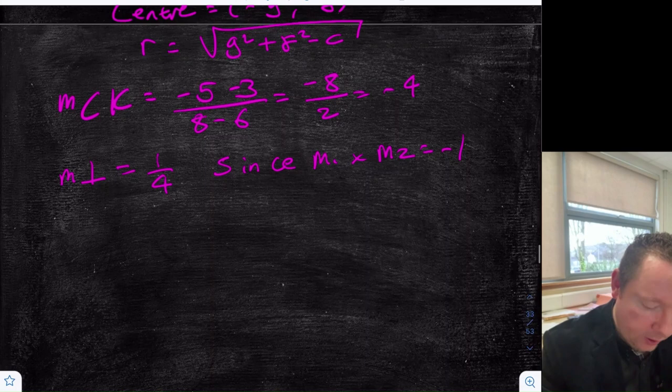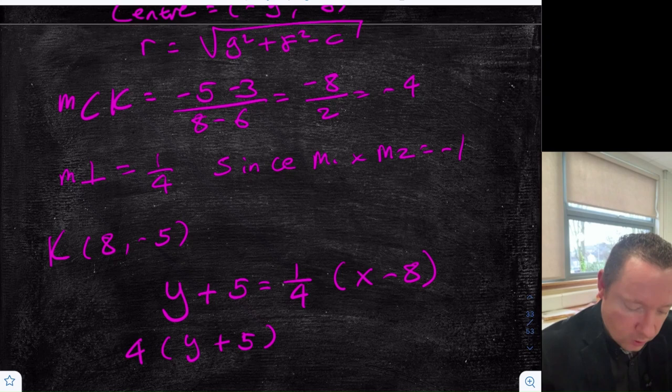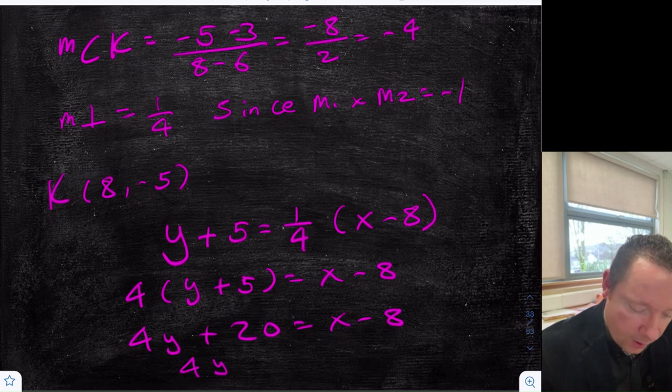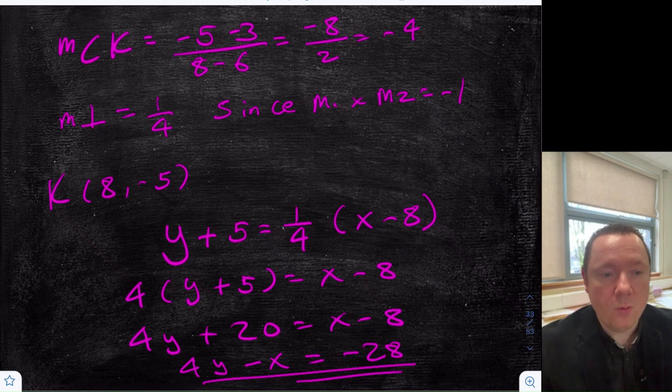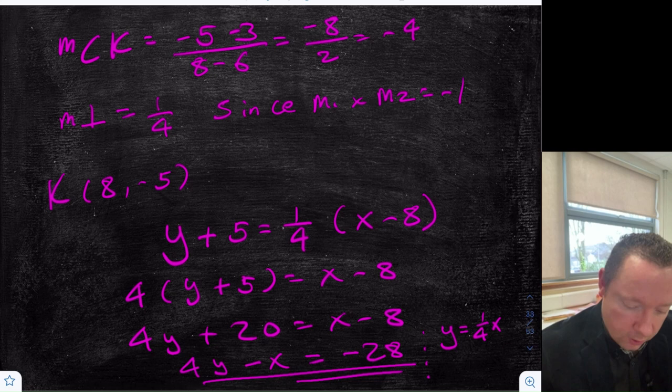So we can use y minus b equals m(x minus a), y plus 5 equals a quarter of (x minus 8). Multiplying by 4, we get 4 times (y plus 5) equals x minus 8. So 4y plus 20 equals x minus 8, or to leave it in a nice way, 4y minus x equals minus 28 would be a fine answer. If you prefer y equals, you can divide through by 4 to get y equals a quarter of x, and then minus 28 divided by 4 is minus 7.